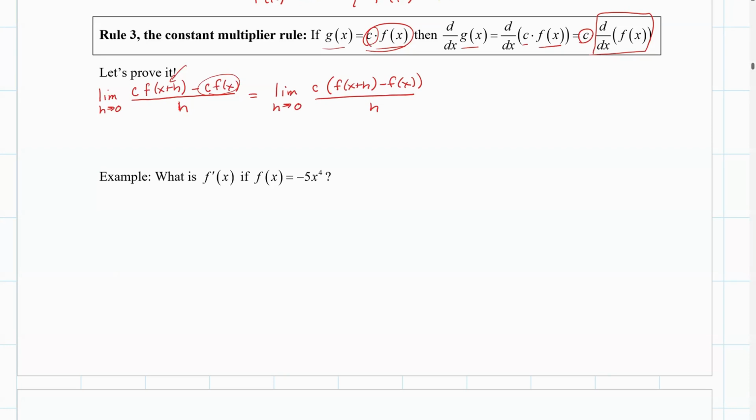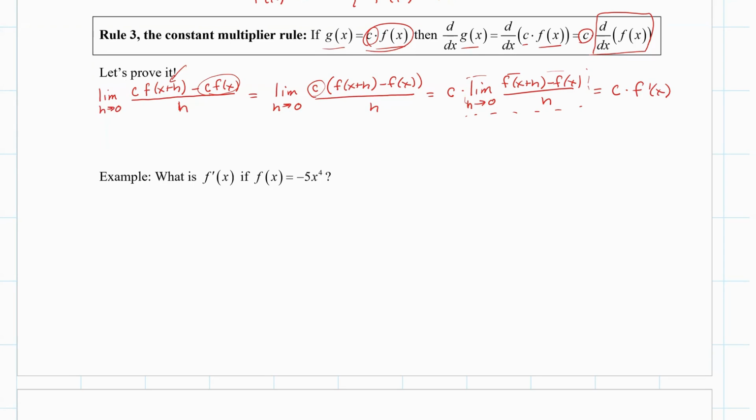That's great. Well, you know what? This c doesn't have any h's in it. It's not affected by the limit at all. I could go so far as to pull the c all the way outside the limit. And when I do that, what I see is this thing is the very definition of the derivative of f. And so I've now proved it, that you have a constant multiplier. What you get is that constant multiplier times the derivative of the function left over.